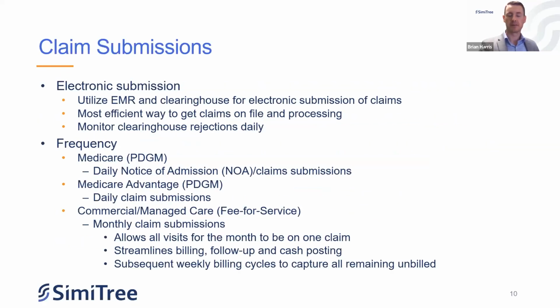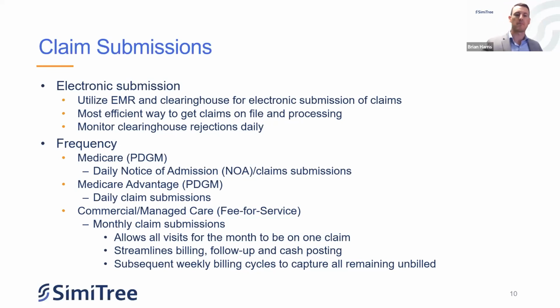If we look at claims submissions themselves, so you clear all these pre-billing edits, want to make sure you're submitting claims electronically. Get rid of the snail mail, make sure you're set up in the clearinghouse to do everything that you can. It's the most efficient way to get claims on file and processing. You have that timestamp so that you can confirm if a payer claims they never received it, you can go into the clearinghouse, get that timestamp and really support timely filing.